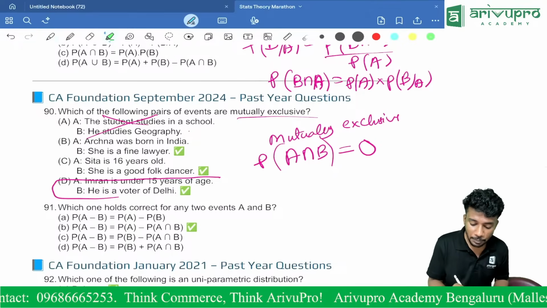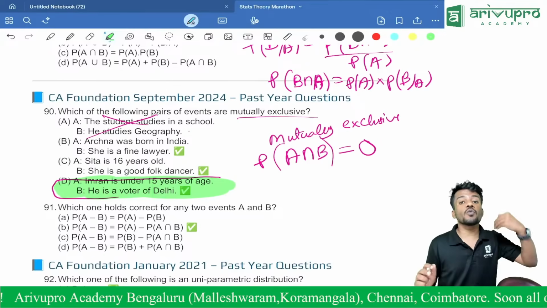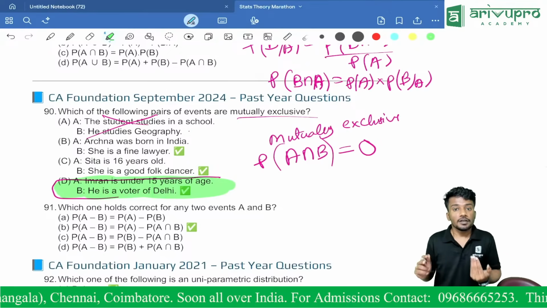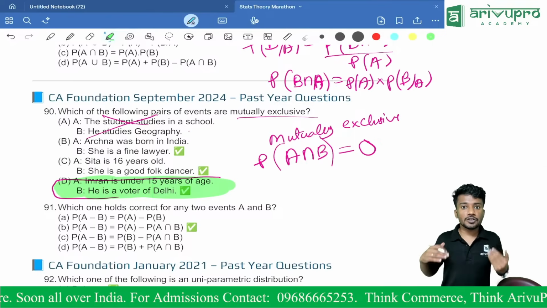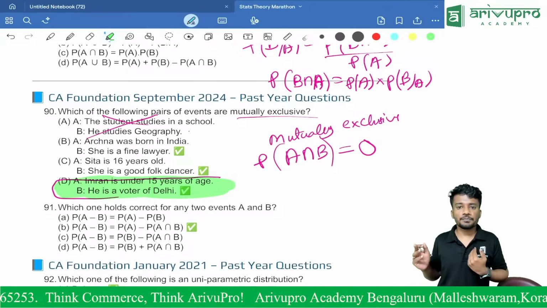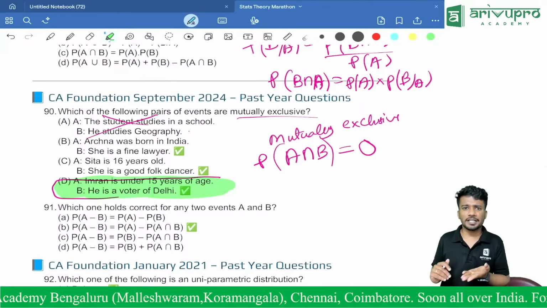Is that correct, people? It is not correct. Why? Because in order to vote in this country, which is mutually exclusive? Option D. In order to vote in this country, he should be more than how much? 18 years of age. Then only he can vote, right? That means he is 15 years of age. That means he cannot vote.